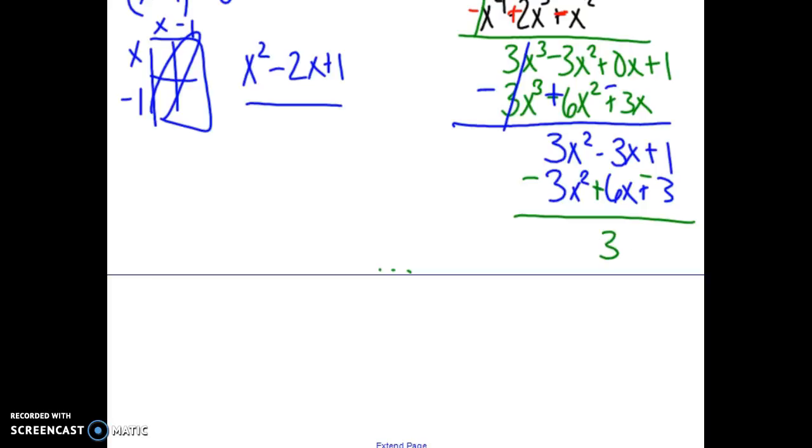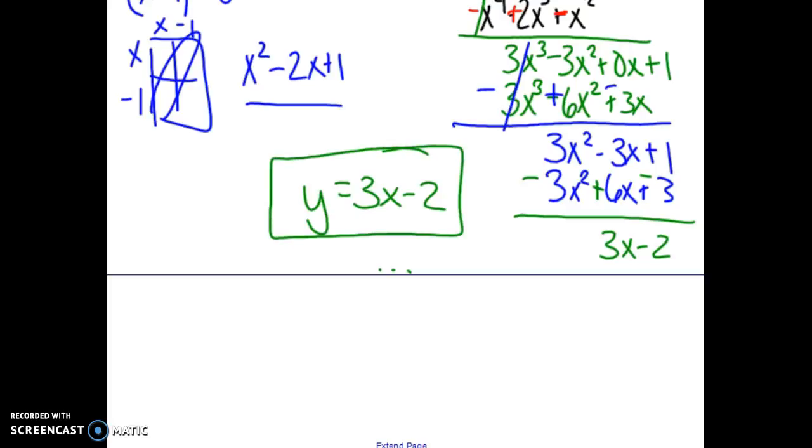So then I get 3x minus 2 as my remainder. That remainder, y equals 3x minus 2, is the equation of the tangent line at that point. One way to verify that is graphically. Another way is to use our old method. I'm going to use our old method to verify this.